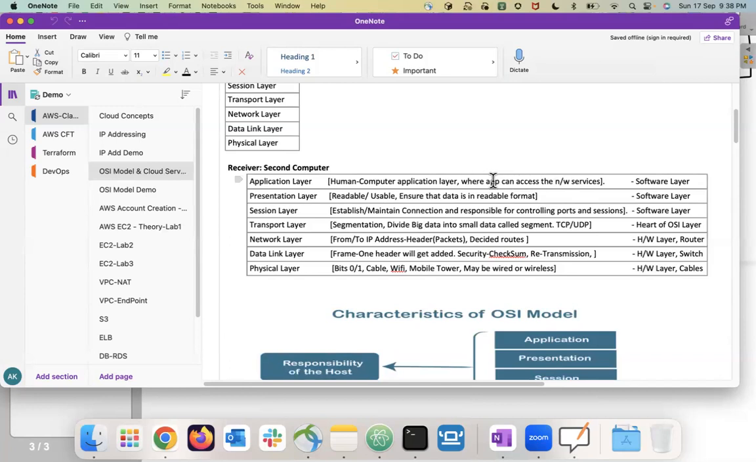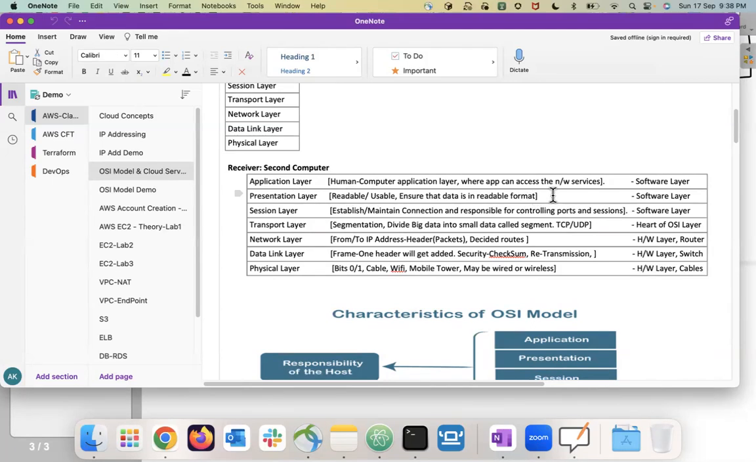App means application, network services means internet. My application can access it. So this has been done in the application layer. After that, when this layer's work has been done, it will transfer its data to the presentation layer. So what will the presentation layer do? It ensures the data is readable and usable for me.